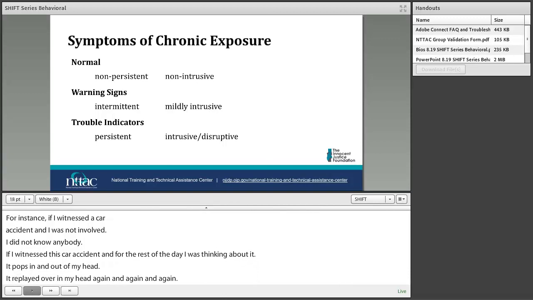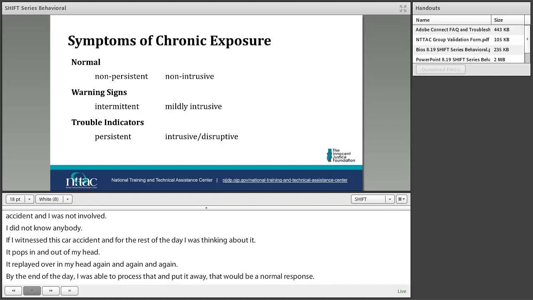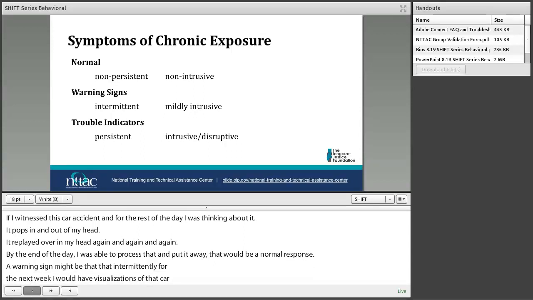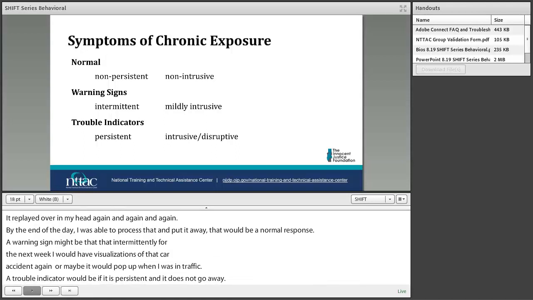A warning sign might be that intermittently for the next week, I would have visualizations of that car accident again, or maybe it would pop up when I was in traffic. A trouble indicator would be if it's persistent and it doesn't ever go away. I watched something that happened, and I can't get it out of my head. Every time I close my eyes, I see the car accident happening again. Then it interrupts every bit of my day. I'm trying to have a conversation with my friend, and I can't get the picture out of my head. Maybe I'm hearing the sounds of the car accident, whatever the case might be.